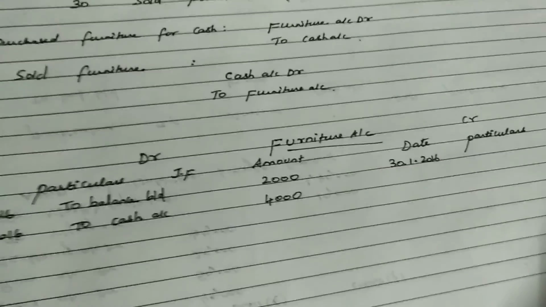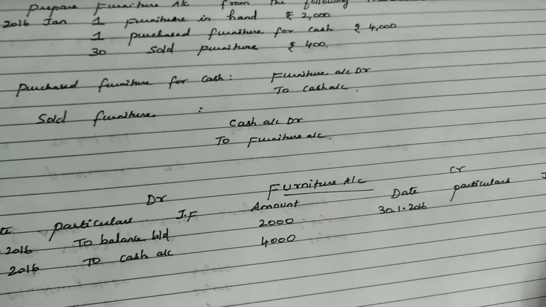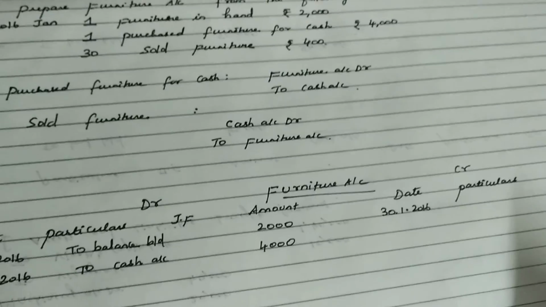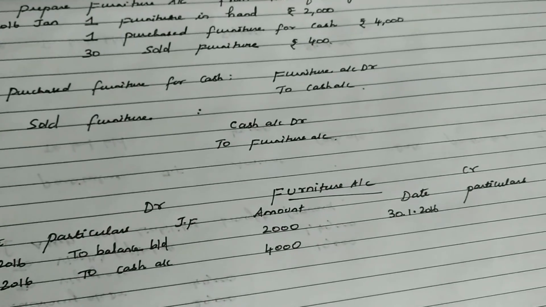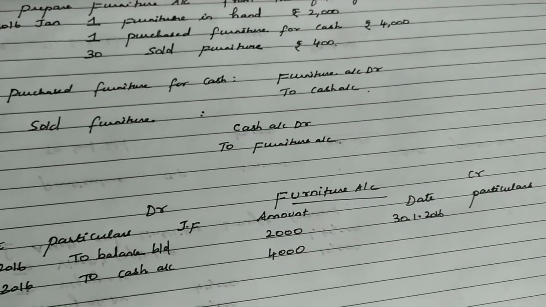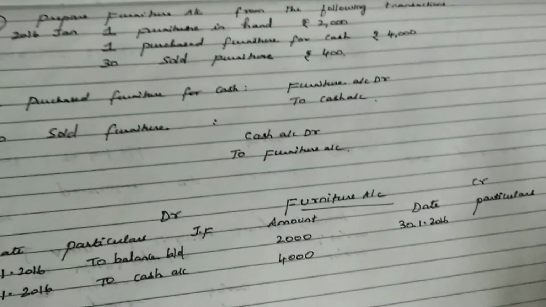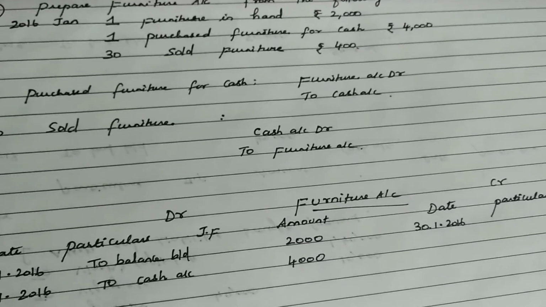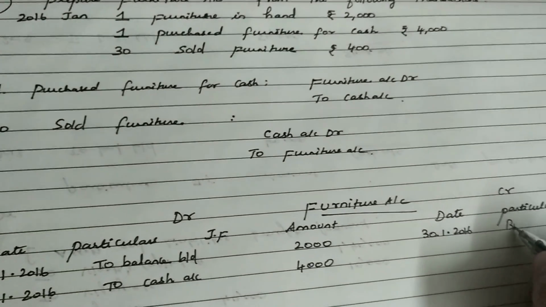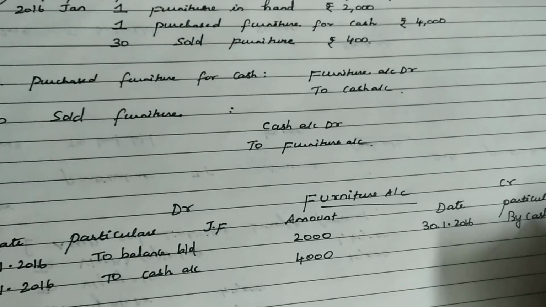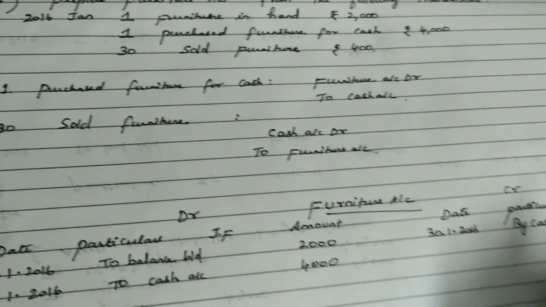Then 30th, 30/1/2016. You are making a sale. Cash is coming in, furniture is going out. You are selling your asset. Furniture is an asset here. You are selling the furniture. Furniture is going out, cash is coming in. So by cash. What is the amount? Just 400 rupees.